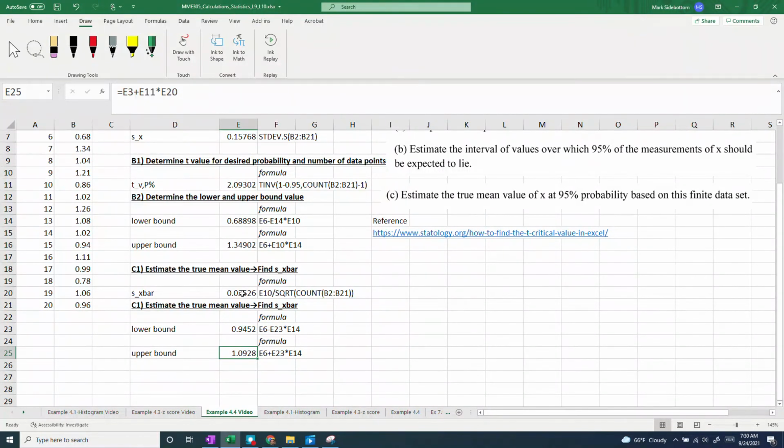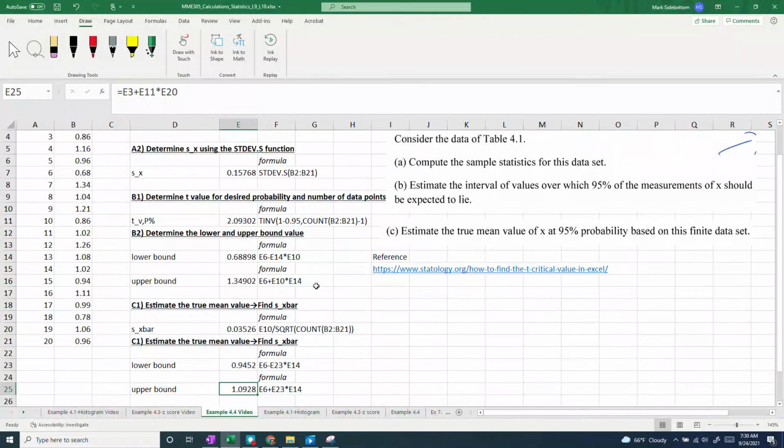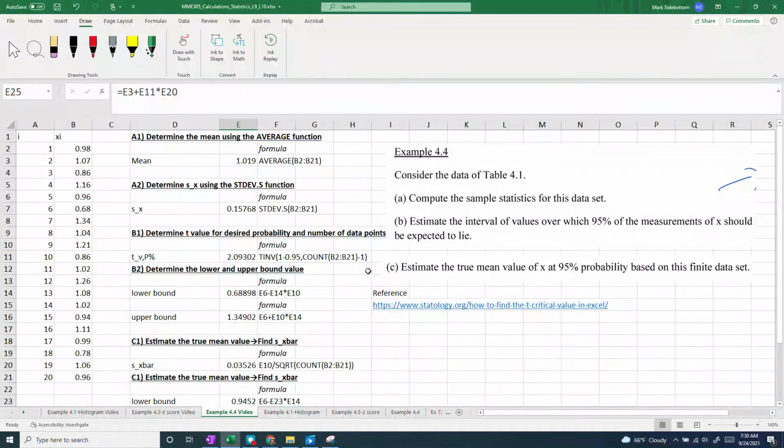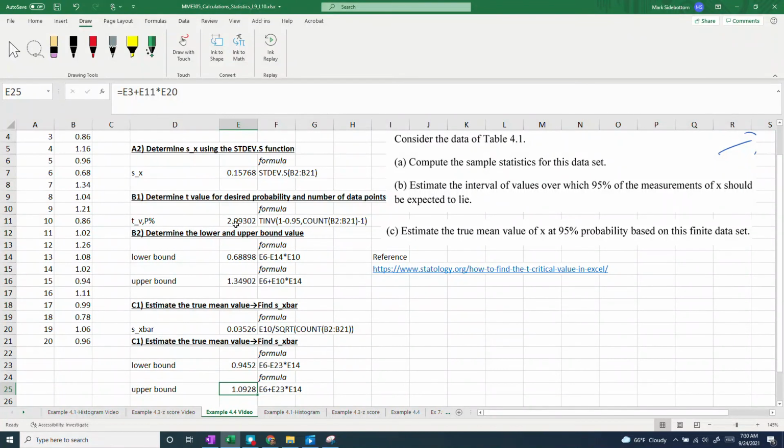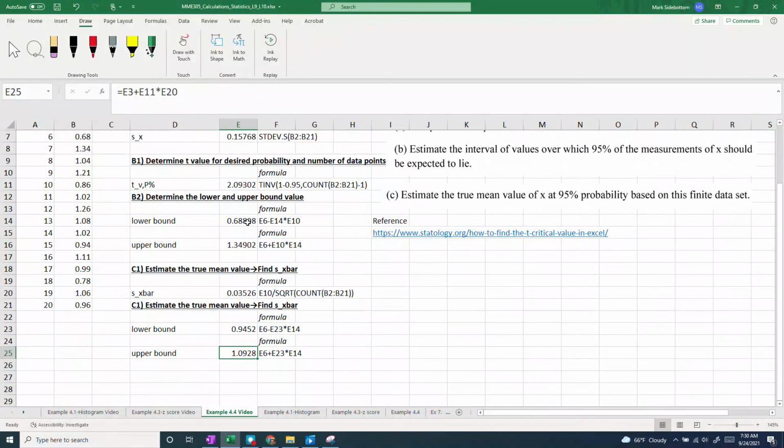So this example showed you how we can calculate mean and standard deviation using Excel, but also how we can do a little bit more, like find the t-value for a particular number of data points and probability, determine the lower bound and upper bound within a certain confidence interval, and determine the confidence interval within which we can expect to find our true mean value.